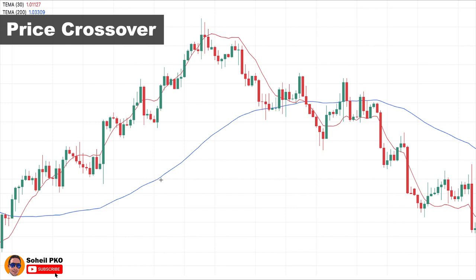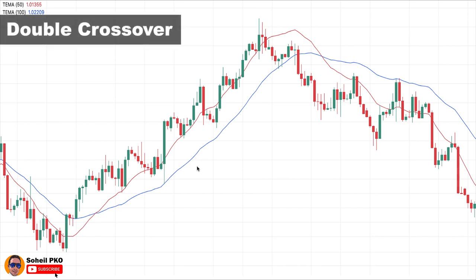For example, in this part, you can see that the price is above the longer moving average, which indicates that the direction of the market is an uptrend, so we only take price crossovers that cross above the shorter moving average. And in this part of the chart, as you can see, the price is below the longer moving average, which shows the direction is down, so we only take the price crossovers that cross below the shorter moving average. By doing so, we can be sure that we are trading in the direction of the market.